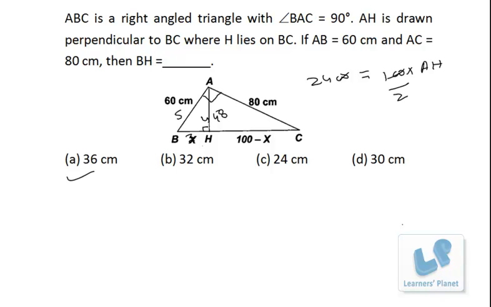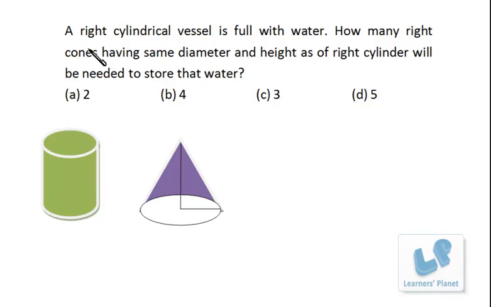Okay, so let's move to another problem. A right cylindrical vessel is full with water. How many right cones having same diameter and height as of right cylinder will be needed to store that water? Now, what is the volume of a cylinder? That is pi r square h. And the volume of the cone is 1/3 of pi r square h.